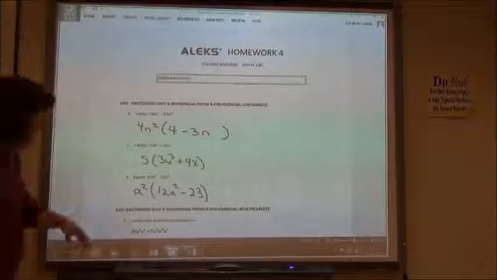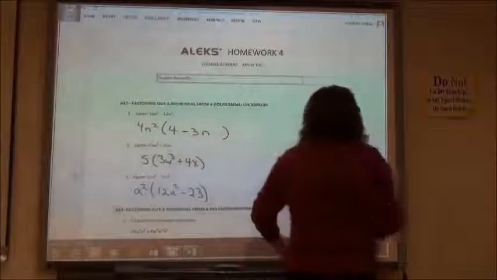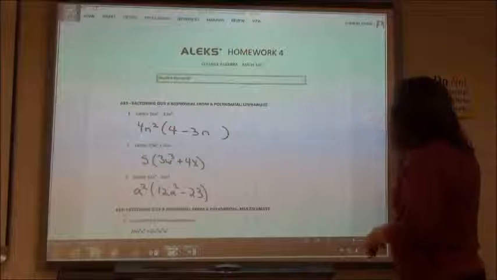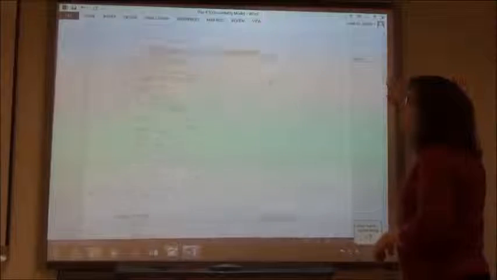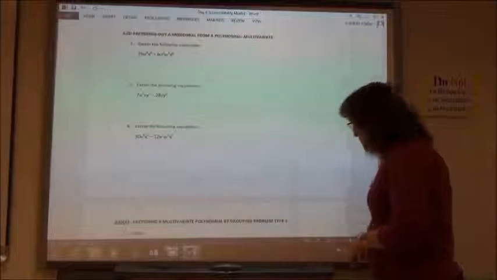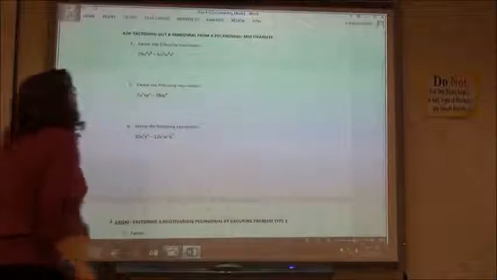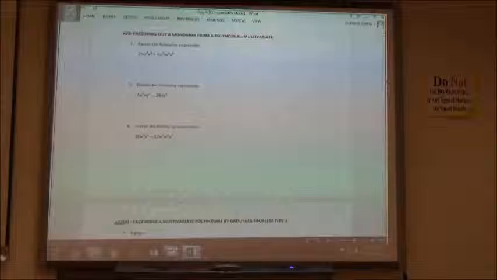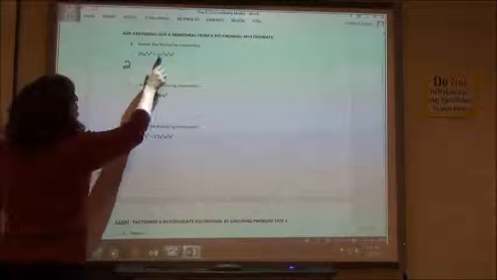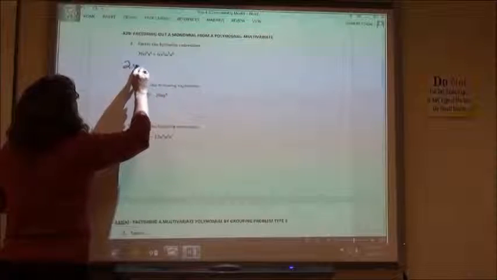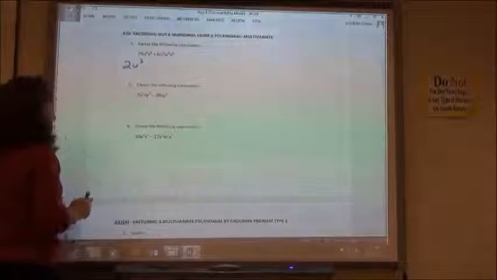So the next ones are going to be doing the same things, just throwing a few more variables in there. So again, we're factoring. I want to look at that and first of all say, okay, 26 and 6, those are both divisible by 2. I have a u to the 9th and a u to the 3rd. I'm going to use my lower exponent, so I'm going to take out a u to the 3rd.